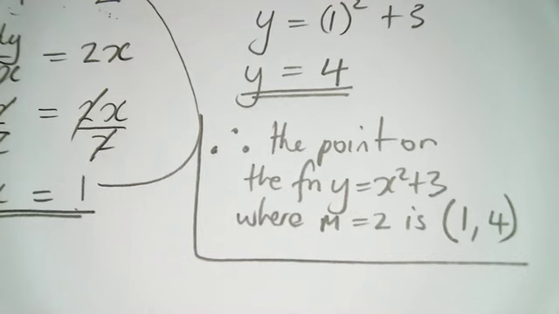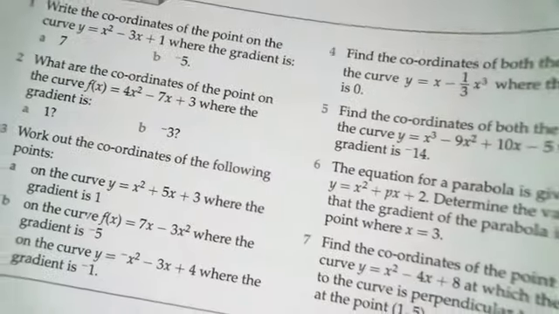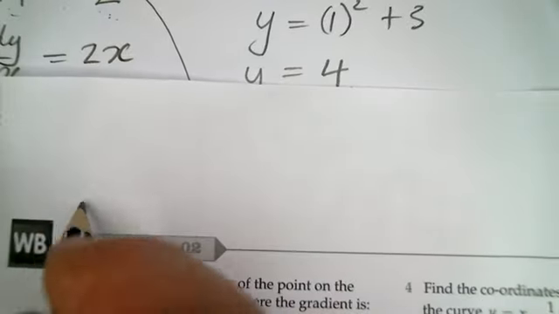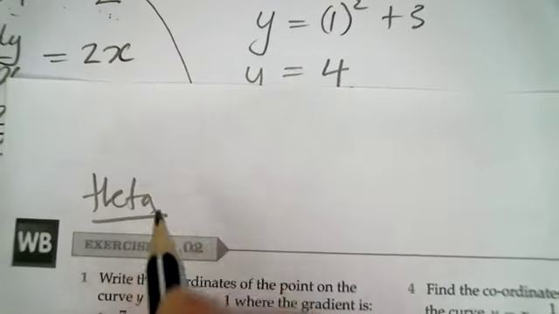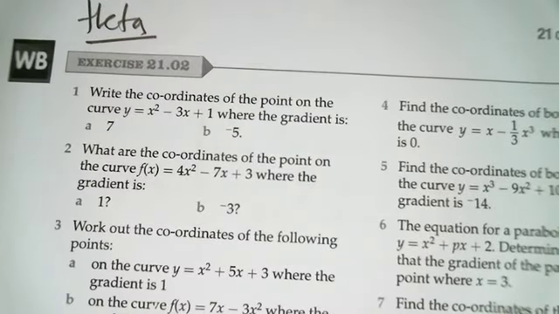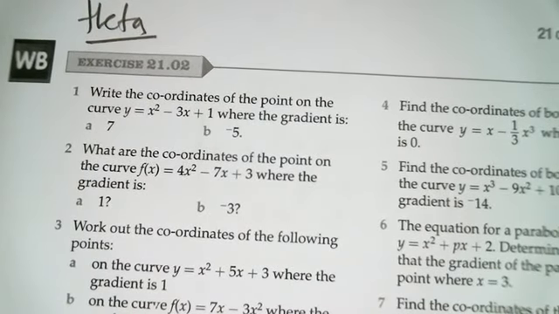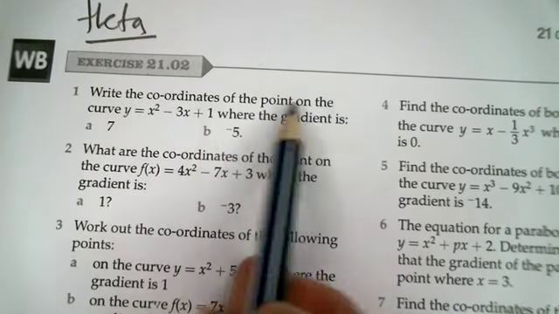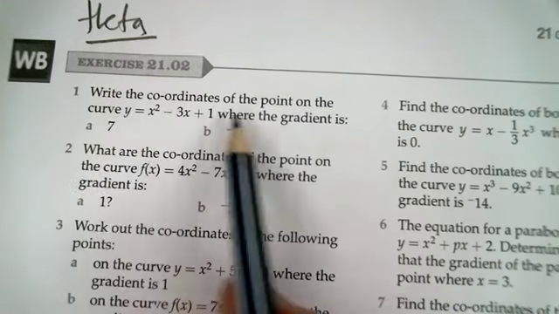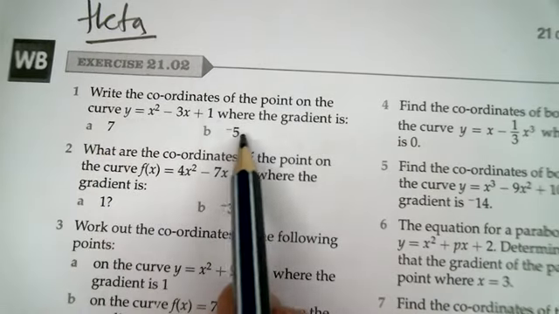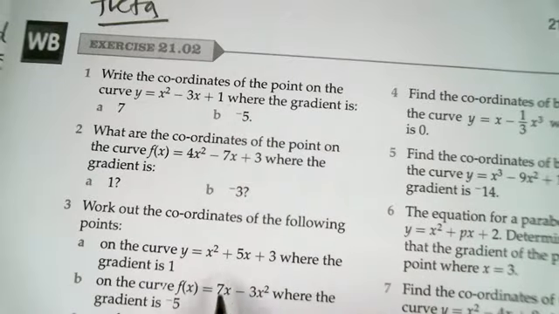Now, what I'd like you to have a shot at here is these equations here. So this is theta, theta book, theta text, exercise 21.02. I'm going to include this, and I'd like you to have a go at these. And so here we're going to write the coordinates of the point on the curve, where the gradient is 7, or where the gradient is -5, and so on. And just work your way through.